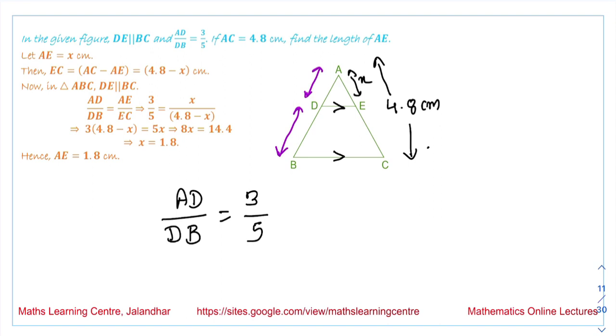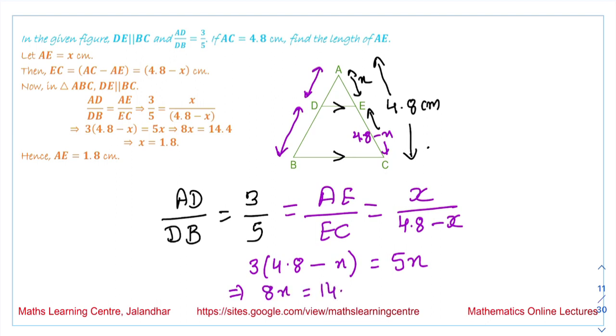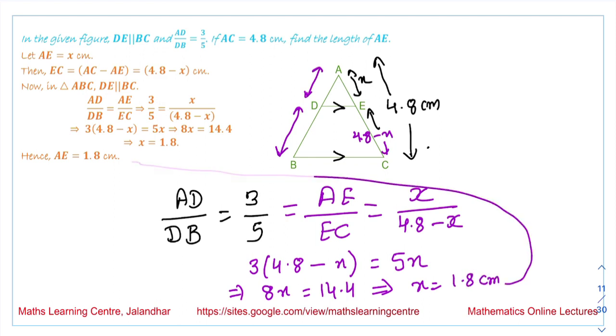Suppose this length is X, then this length is 4.8 minus X. So we are saying 3 by 5 is equal to AE over EC. This is by basic proportionality theorem. This is equal to X over 4.8 minus X. So what we get is that 3 into 4.8 minus X is equal to 5X. So 8X is equal to 14.4. So this gives us X is equal to 1.8 centimeter. This is the value of X that we have.